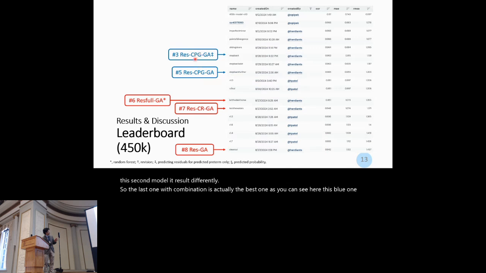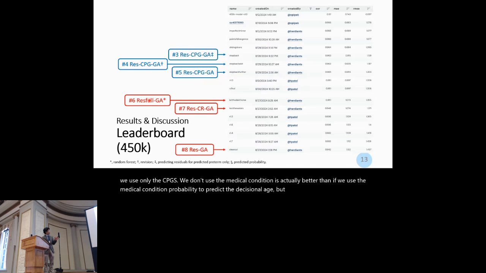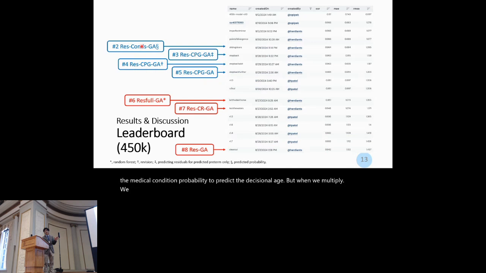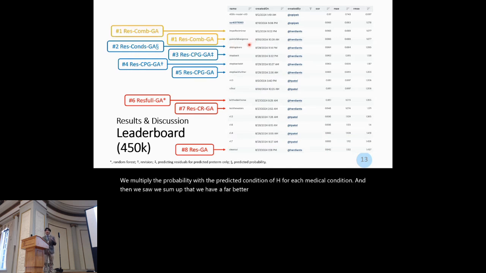So we use only the CPGs. We don't use the medical condition. It's actually better than if we use the medical condition probability to predict the gestational age. But when we multiply the probability with the predicted gestational age for each medical condition, and then we sum that up, we have a far better result. And then if we combine again, we again predict the subsequent residual, and we have a better one. So finally, we end up choosing the ResCom GA model, the combination one.